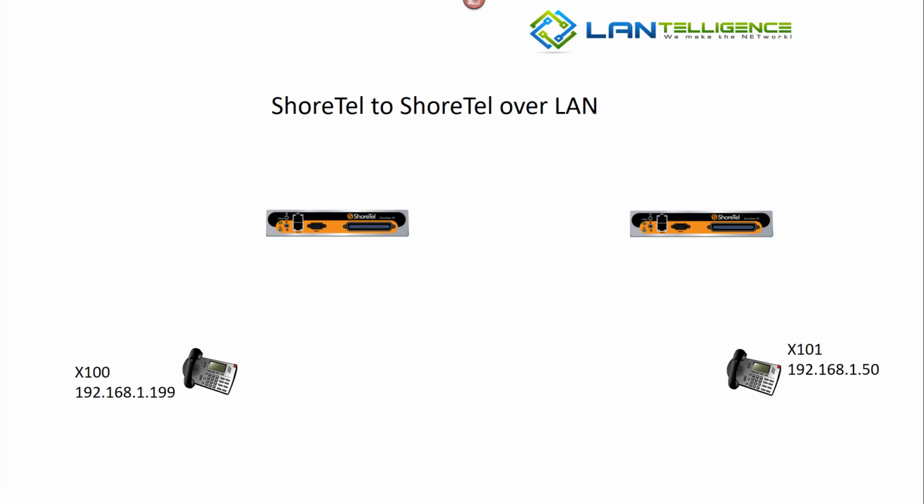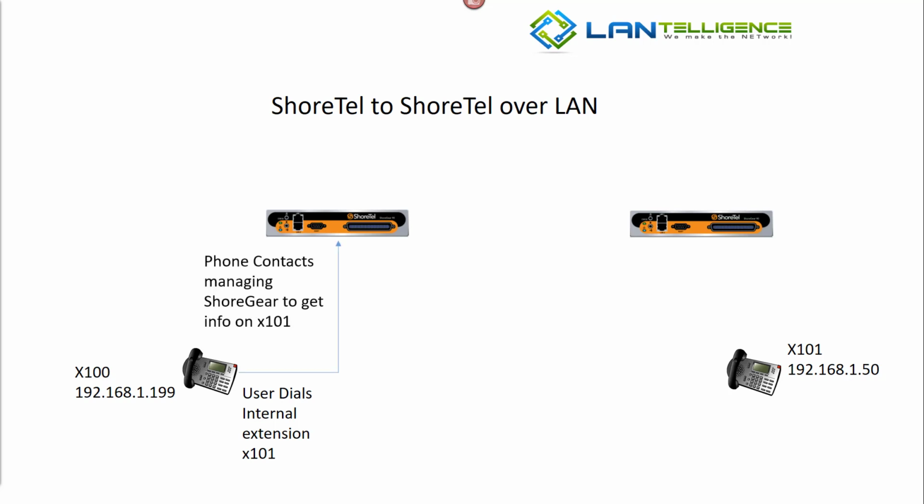So first thing we're going to take a look at is, user 100 dials internal extension 101. The phone actually contacts the managing ShoreGear appliance, the one it's registered to. It says, hey, I need to call extension 101. Where's he located? The managing switch tells the phone that 101 is located at 192.168.1.50. So this is on the same network subnet, which is great because now it's just going to go over your local area network. It's going to be a broadcast to find this address and this MAC address. It's not actually going through any routes or having to go through a router.